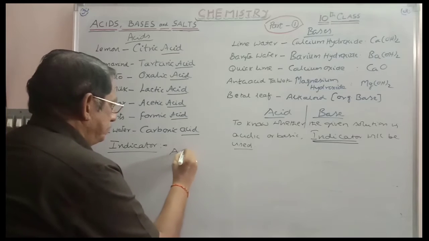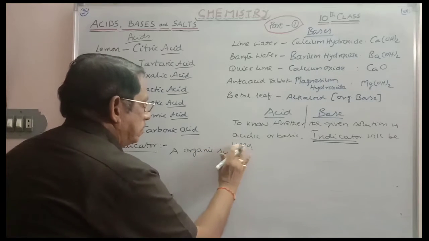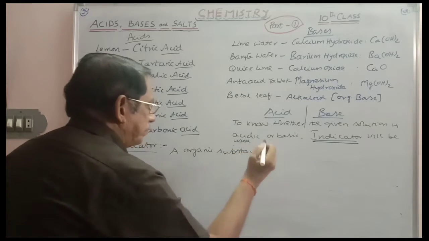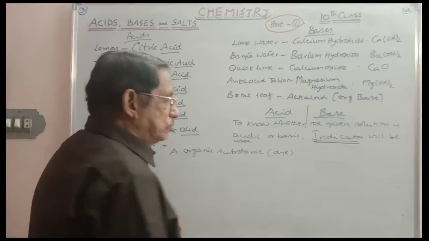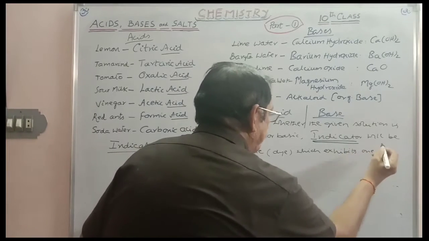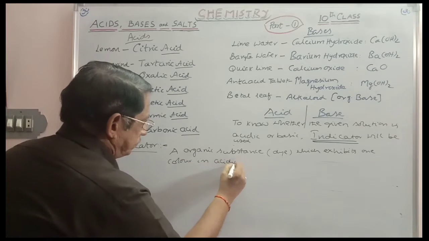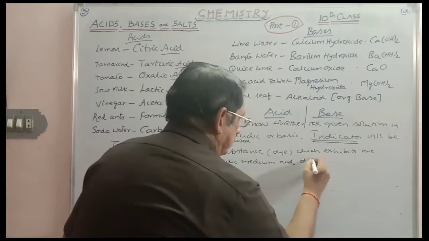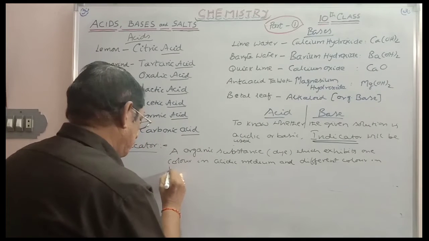A substance, an organic substance, let us write. Organic substance, generally it is a dye, which exhibits one color in acidic medium and a different color in basic medium.